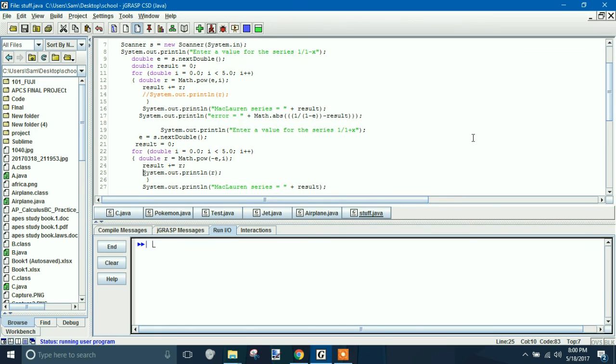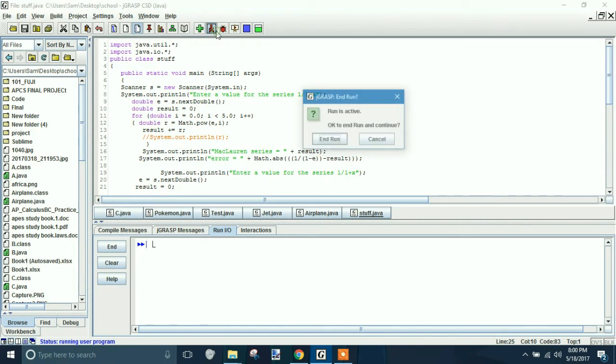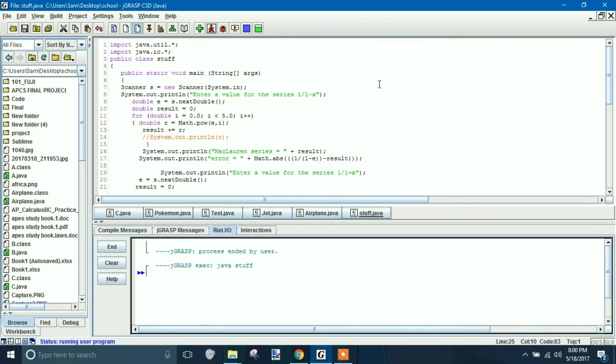Hi! Today I will be showing you this program designed to calculate the Maclaurin series of the base function in Java. So first I'm just going to show it in progress, and then I'm going to get into the actual code. So the first thing it asks us to do is enter a value for the series 1 divided by 1 minus x, which you should recognize as base. And we're going to put in the number 3. And you can see it gives us the full Maclaurin series and the error value.